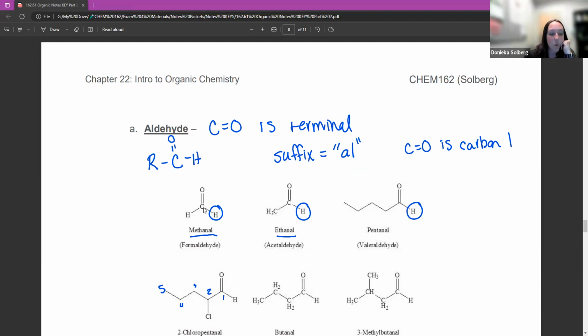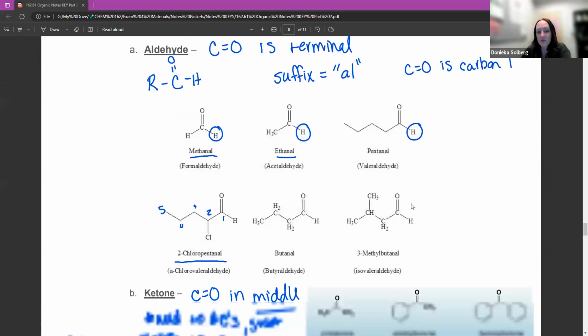So this is one carbon, so the prefix is meth, and it only has an H over here, so it is an aldehyde, so this is methanal. This one has two carbons, it is ethanal. This has 5 carbons, 1, 2, 3, 4, 5. So this is pentanal, and so on and so forth.